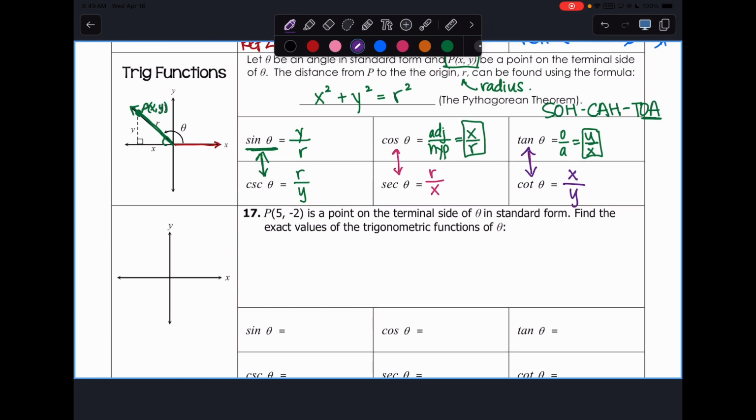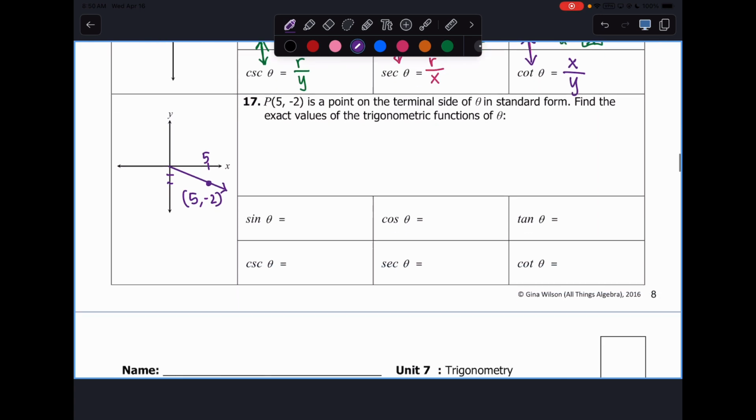5, -2 is a point on the terminal side of theta in standard form. Find the exact values of the trig functions of theta. There you go. Okay, 5, -2. 5 is to the right, 5. -2 would take me down this way, right? Let me move it just a smidge. Okay. So this is 5, -2. Okay? Does that make sense so far?